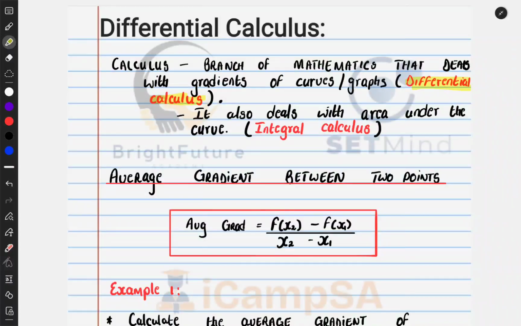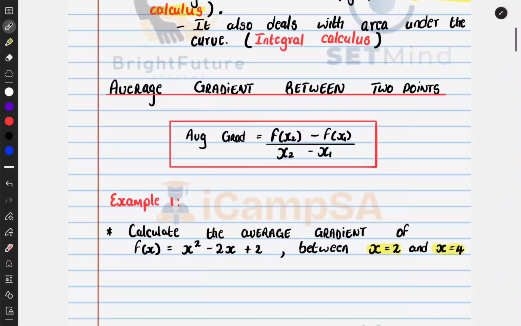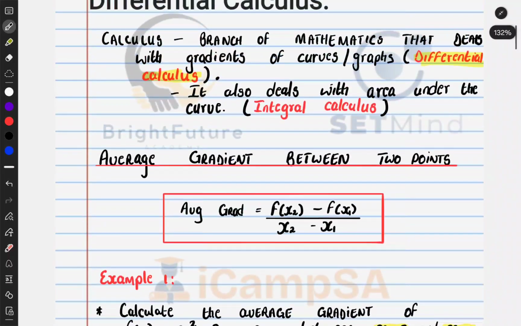It's the differential calculus that I just highlighted, and also there's another part which is integral calculus, which deals with the area under the curve. So that is beyond the scope of this course. Here we're only going to be focusing on differential calculus. Okay, so as I've already mentioned, differential calculus deals with the gradients of curves and graphs.